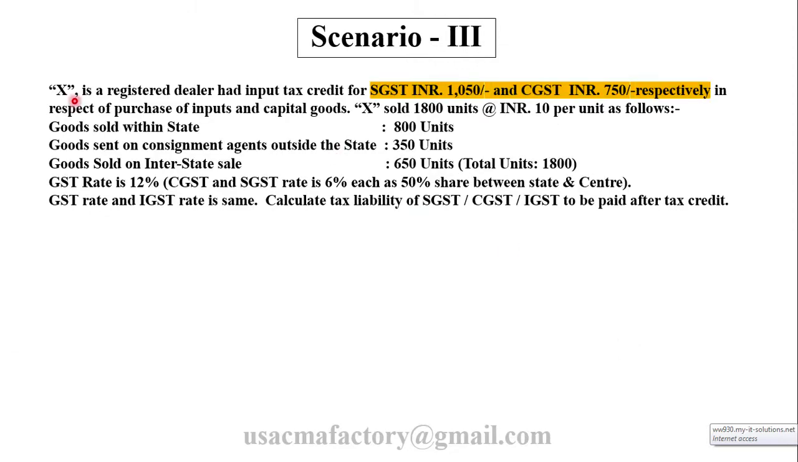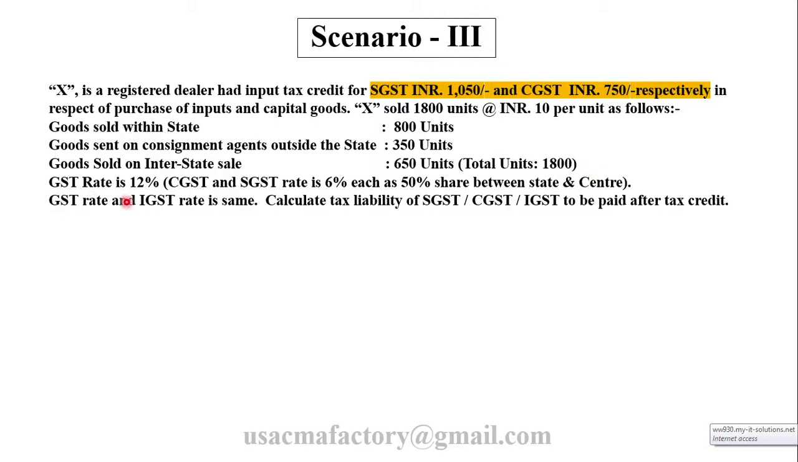Scenario 3. X is a registered dealer who had input tax credits of SGST 1050 rupees and CGST 750 rupees respectively. X sold 1800 units at the rate of 10 per unit. So these are the sale transactions: within state 800 units, consignment sale 350 units, and interstate sale 650 units, total 1800.